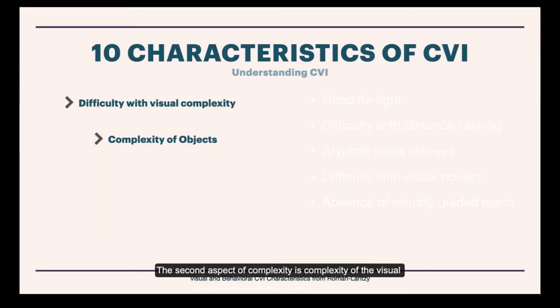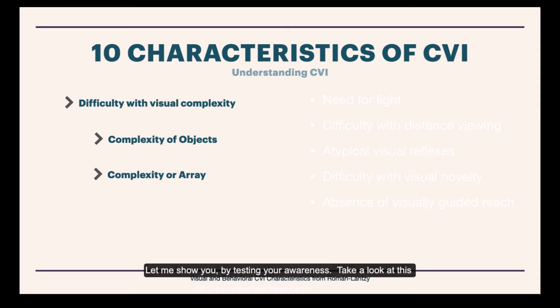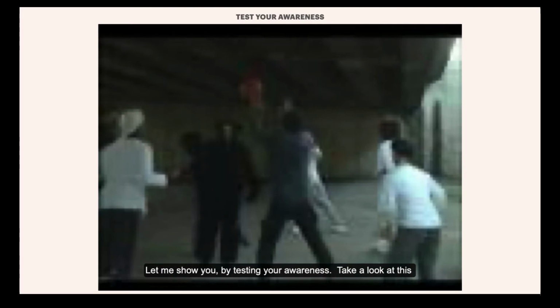The second aspect of complexity is the complexity of the visual array. Your brain automatically sorts out sensory information that is deemed not relevant. You can be in a classroom and ignore certain inputs that aren't needed at that moment. Let me show you by testing your awareness. Take a look at this video.